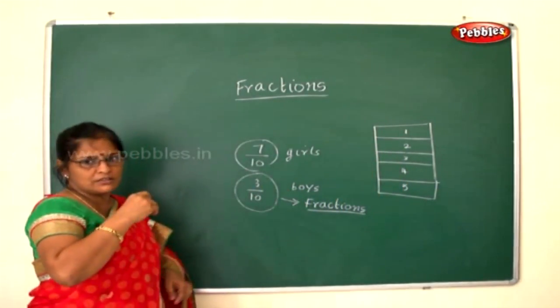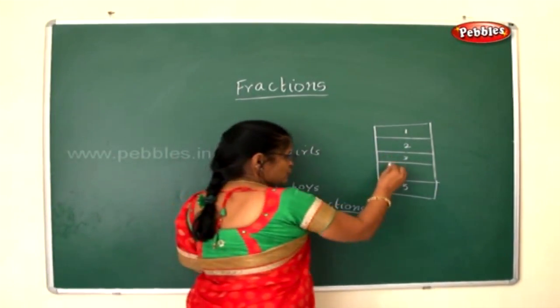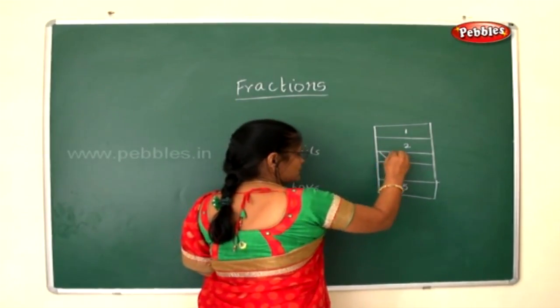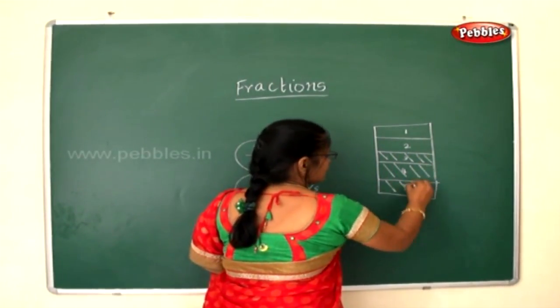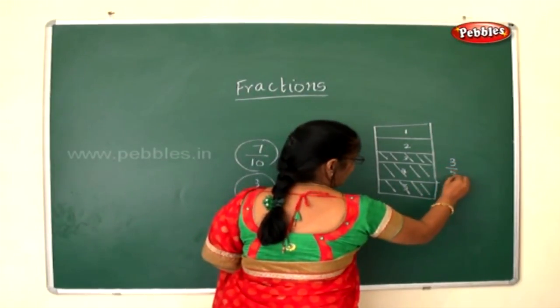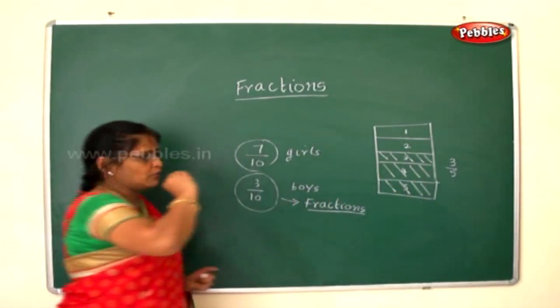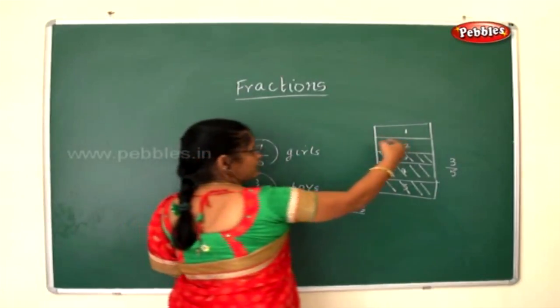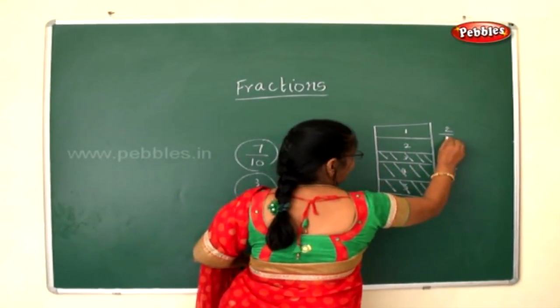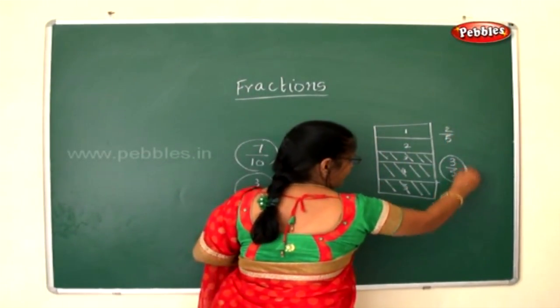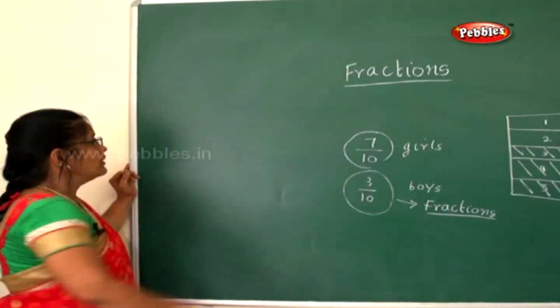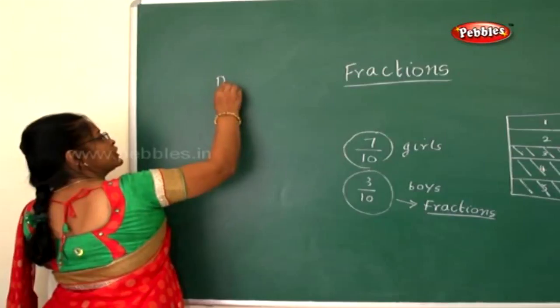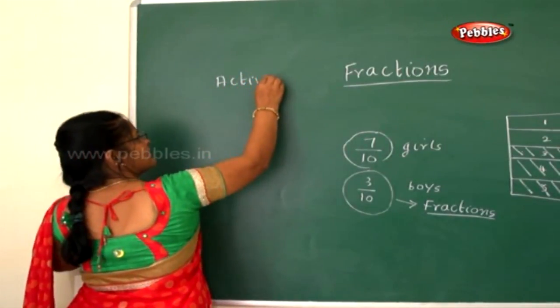So what Ranjita did is, all 3 shelves she arranged with clothes. That is 3 by 5 of the wardrobe was covered with clothes, and the remaining 2 by 5 was not arranged. So this 3 by 5 and this 2 by 5 is what we call a fraction.